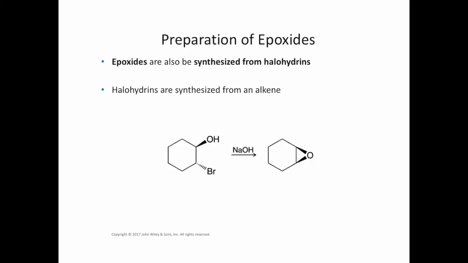Epoxides can also be synthesized from halohydrin. So this is a halohydrin, halo because it has a halogen, hydrin because it has an OH group. So in this, we use sodium hydroxide, which is going to deprotonate the acidic H on the alcohol group, and then that will attack the carbon with the bromine, kicking off the bromide in an SN2 fashion.